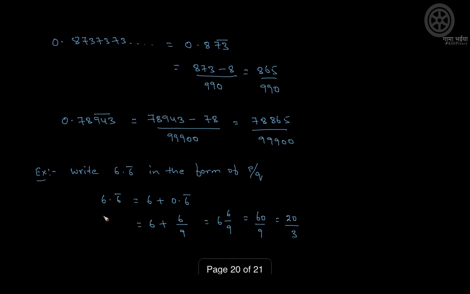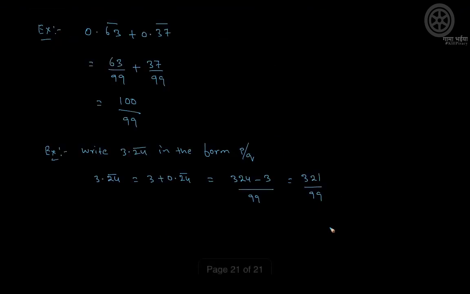What is the earlier example we have taken? 6.6 bar. See here, 6.6 bar. You can write 66 minus 6 by 9, right? So 60 by 9. The same thing we got here. You can write directly. We will take another example.